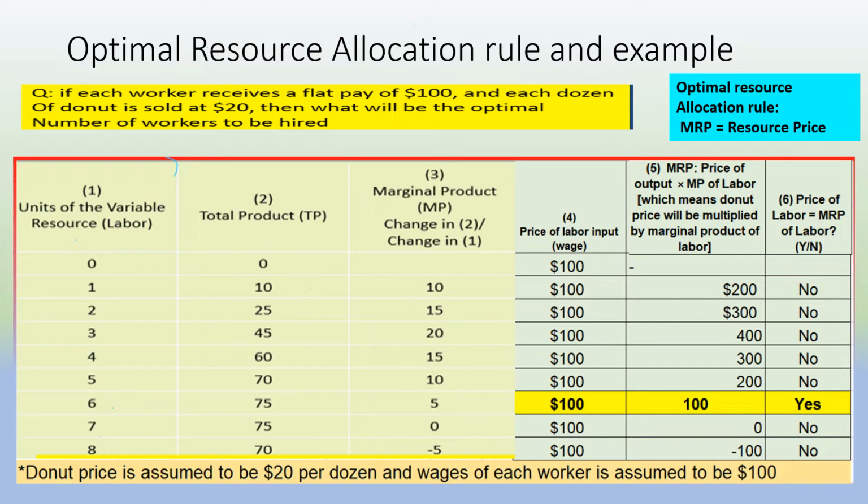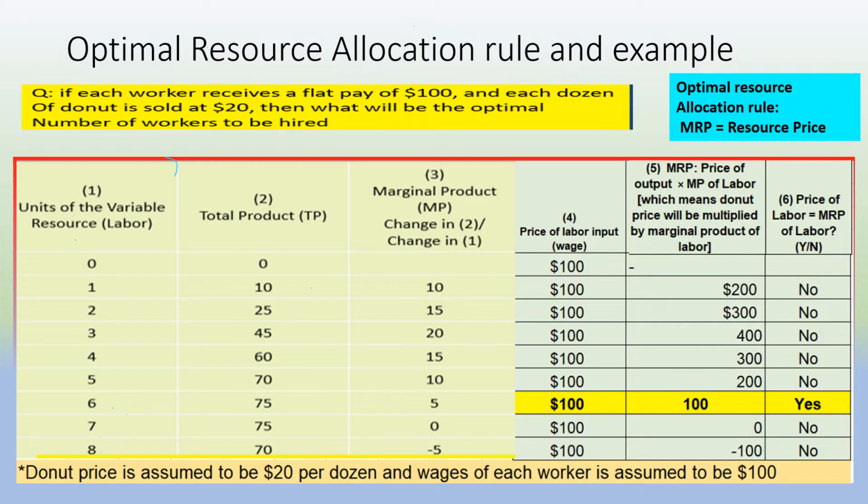In this case, we're going to keep it simple and use only one input, which is labor. So the resource price in this case will be the labor price, which means the wages or salaries of each worker. And MRP, which is marginal revenue product, we're going to explain as the marginal product of an input, in this case labor, multiplied by the price of the output that input is producing.